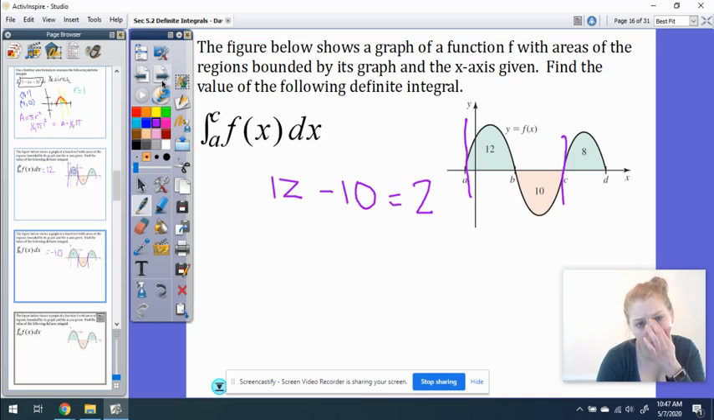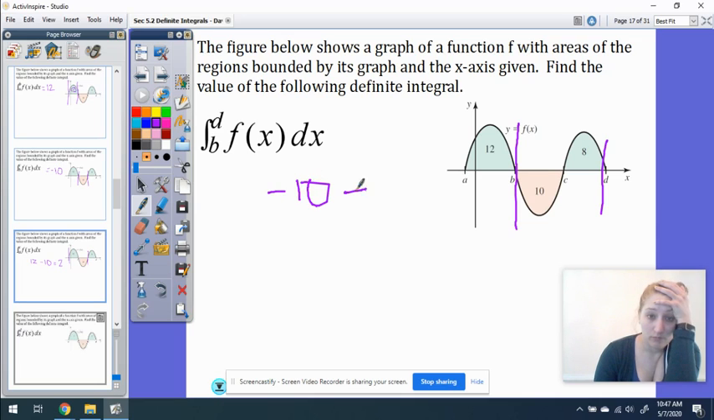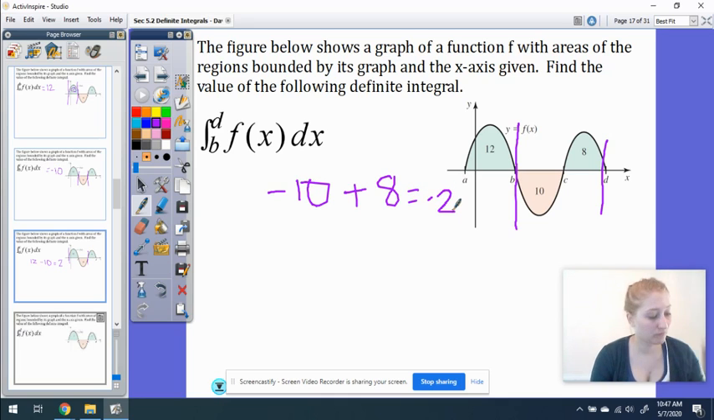All right. One more like this. Going from B to D. So we have a -10 and a +8, which is going to give me -2. Okay.